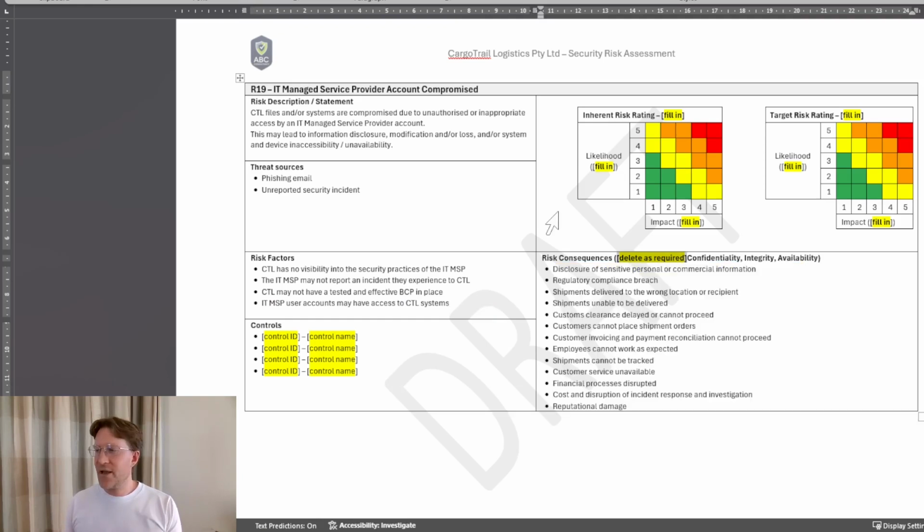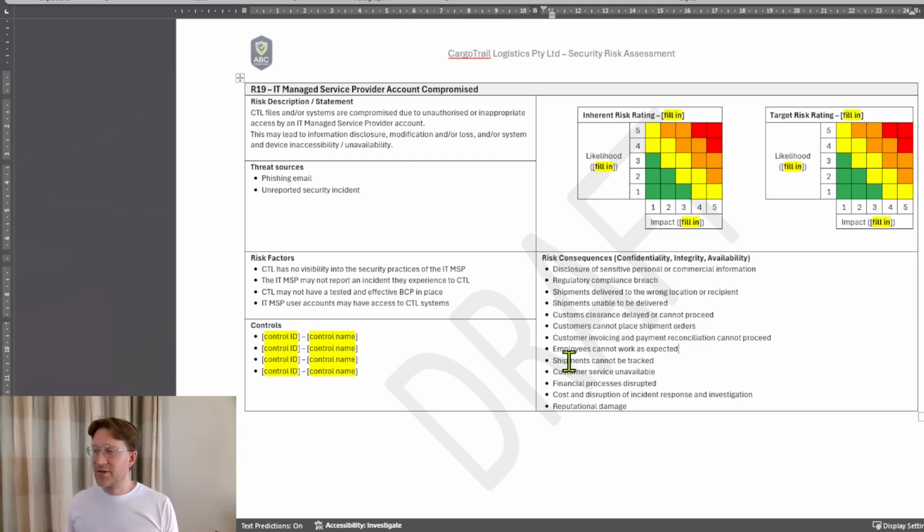In terms of consequences, then, we know this could affect confidentiality, integrity, or availability because of the broad way in which a compromised account like this could affect CTL, since it would enable them to get access to all these other things. So we've got potential disclosure of sensitive information, which would lead to compliance breaches. We could have deliveries to the wrong place, might not be delivered at all, customs clearance. We have issues if the app is down, we couldn't have orders being placed that would disrupt invoicing and payment.